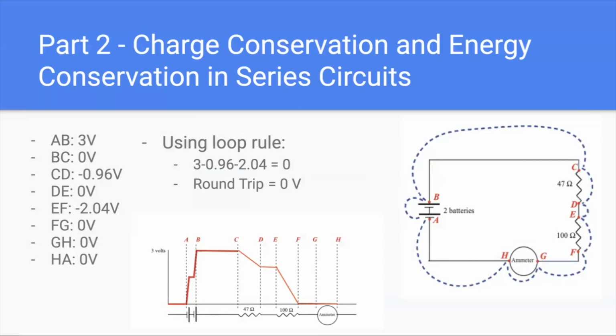We then, looking at the diagram on the right, took all those points and found the potential difference between each point and the subsequent point and got AB equals 3, BC equals 0, and so on. And using the loop rule, we summed up each one and found that the round trip potential difference was 0 volts, as shown in the graph below.